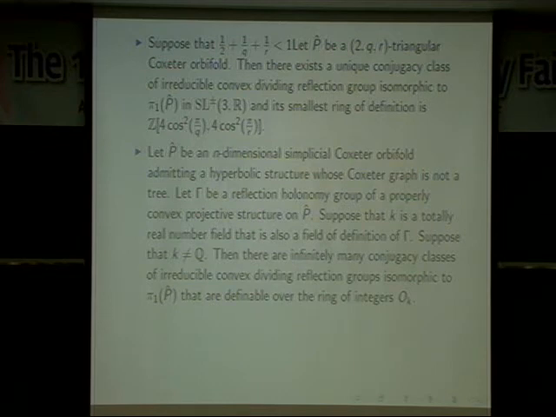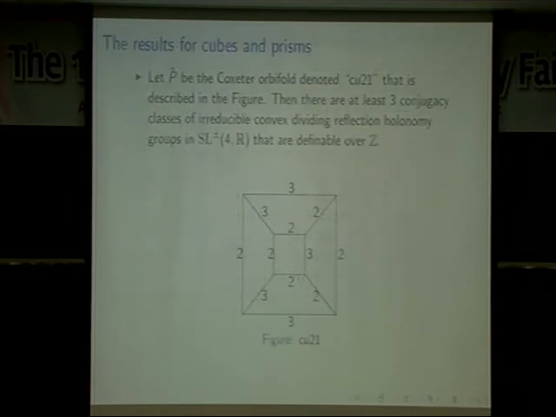So if there is an edge order 2, then there is some problem, and if there is no edge order 2, then there are infinitely many conjugacy classes of irreducible convex dividing reflection groups. And there is another result for cubes and prisms.